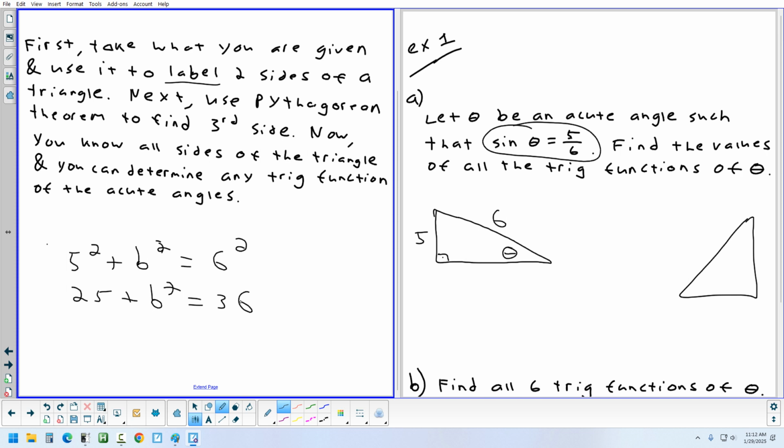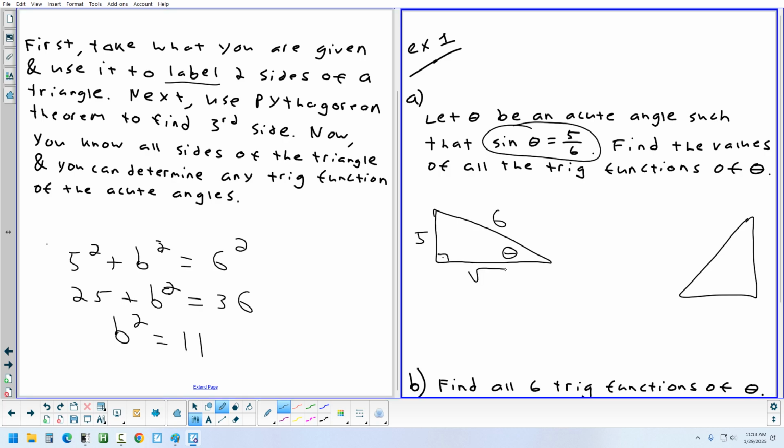Okay, so we get 25 plus b squared equals 36. So b squared is going to give me 11, which means b is, as an exact answer, what is b? Square root of 11. Square root of 11.